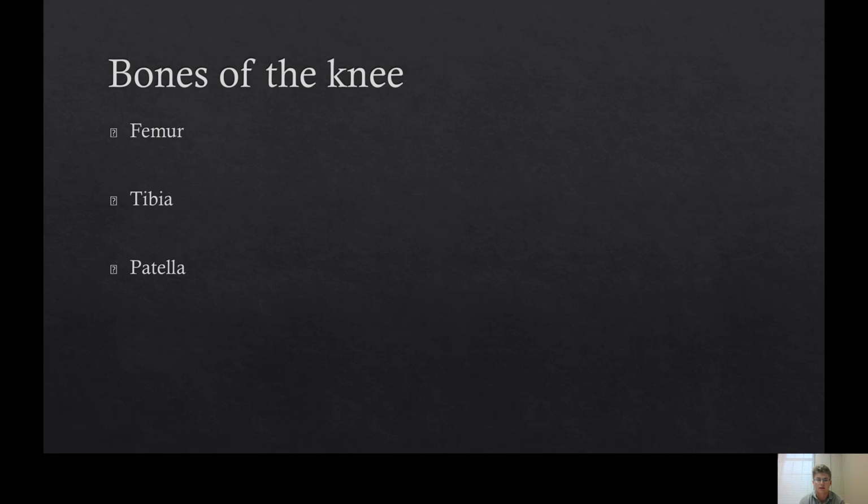So there's three bones in the knee. There's the femur, the tibia, and the patella. So the femur has three parts: the proximal, the shaft, and the distal. I'll be going over the distal part of the femur since that is actually with the knee, while the other two parts are not as much. So the distal end of the femur is characterized by the presence of the medial and lateral condyles, which articulate with the tibia and patella to form the knee joint.